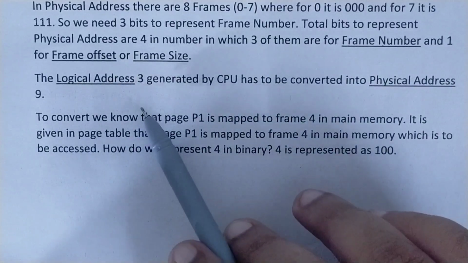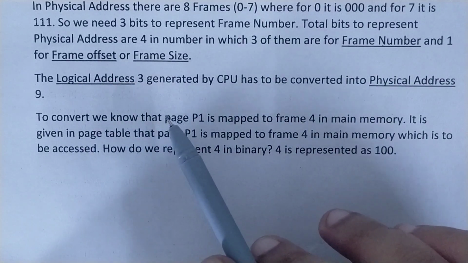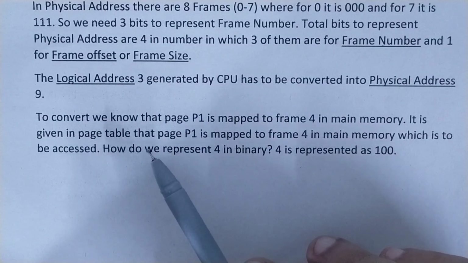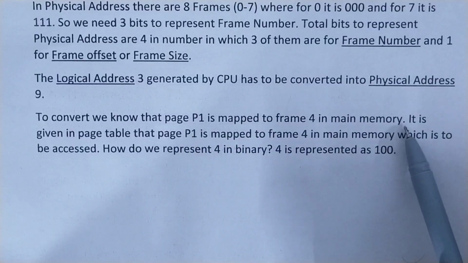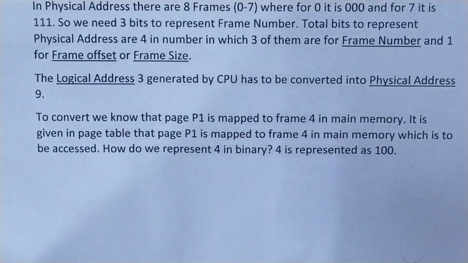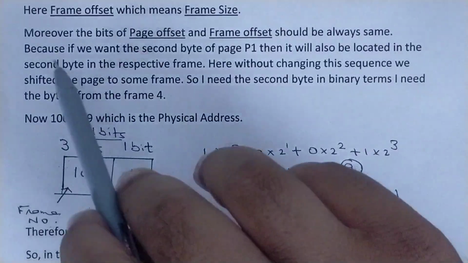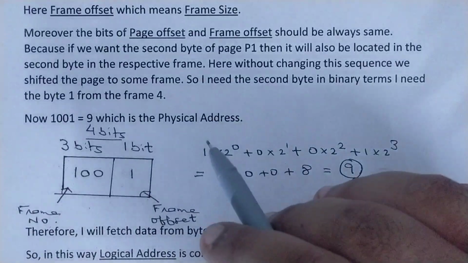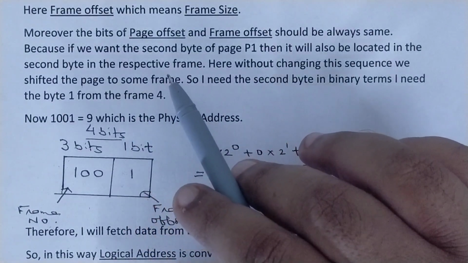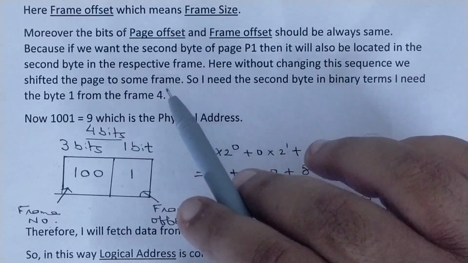Thus the logical address 3 generated by the CPU has to be converted into physical address 9. To convert, we know that page 1 is mapped to frame 4 in main memory. Actually it is given in the page table that page P1 is mapped to frame 4 in main memory, which is to be accessed. Now how do we represent 4 in binary? 4 is represented as 100 in binary. Here frame offset is also called frame size. Moreover, the number of bits representing page offset and frame offset should always remain the same.